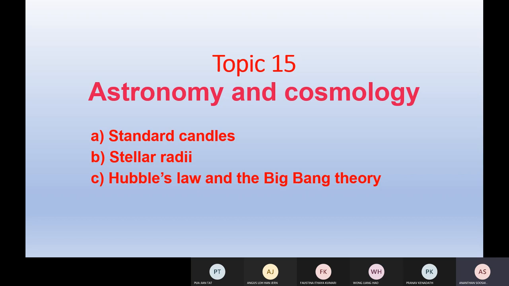And second, stellar radii. Stellar is again a special name for stars in astronomy. And finally, we're going to talk about Hubble's law, from one of the scientists very famous in astronomy. With his data, he came out with his law, Hubble's law, from which the Big Bang theory was later created. Okay.